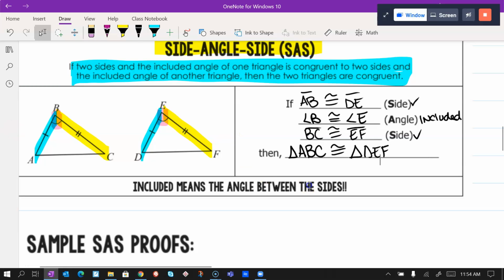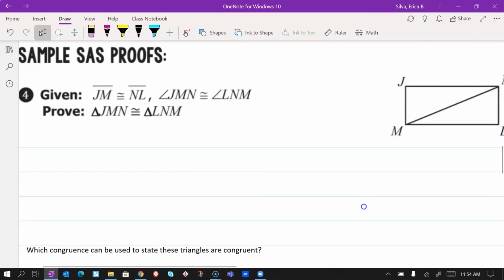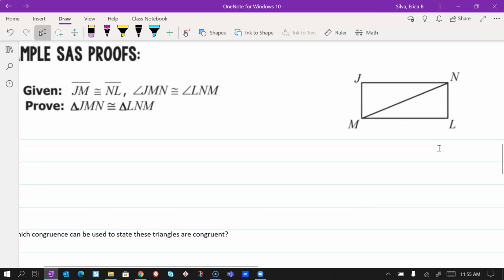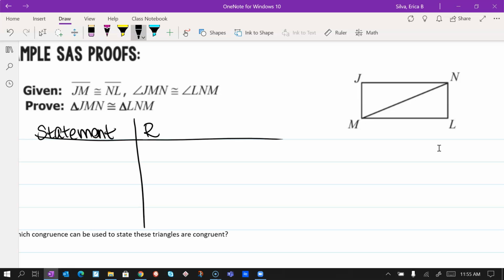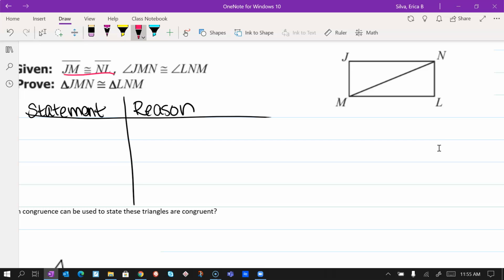Okay, we're going to do a proof. Those of you at home, if you can draw this. All right, so let's start our two-column proof. We have our statement column and our reason column. So let's start with our first statement. It says JM is congruent to segment LN. And how do we know that? What's the reason that we know that? It's given.